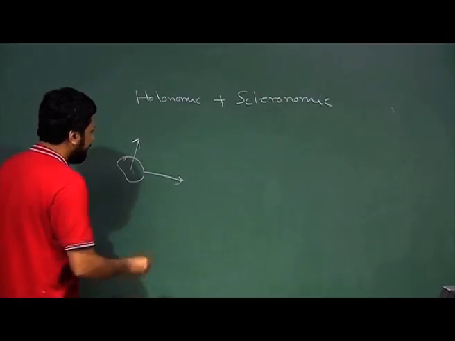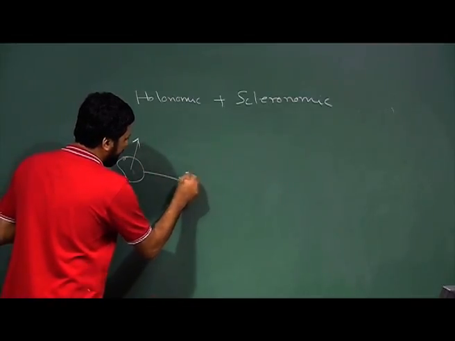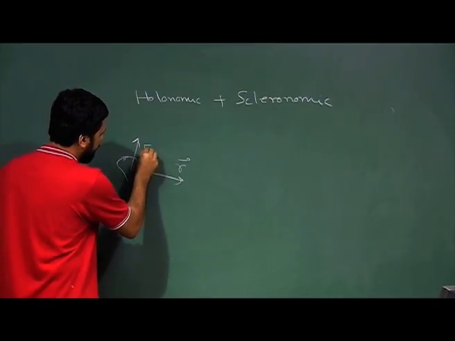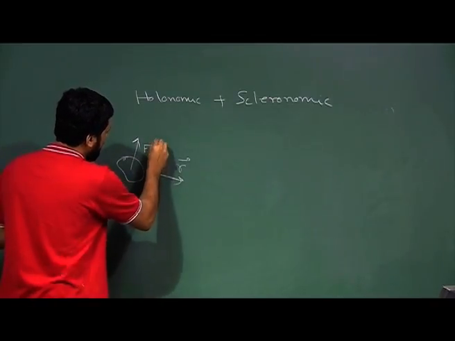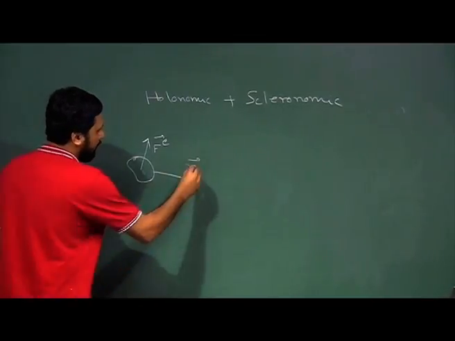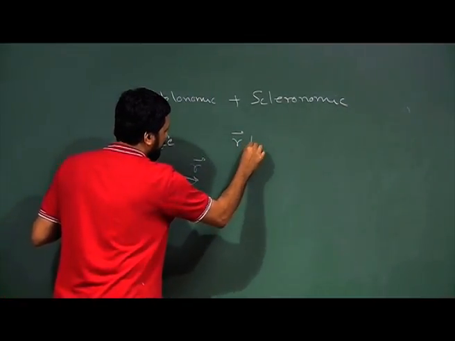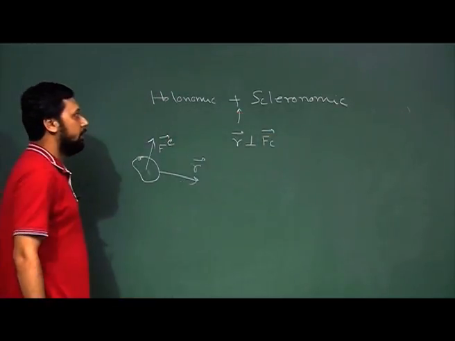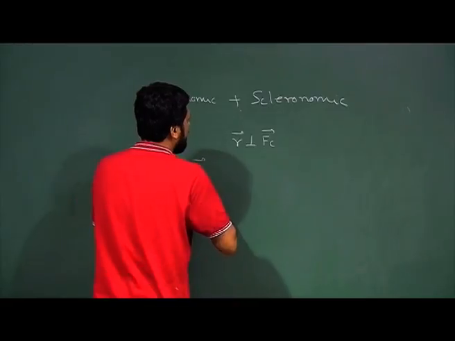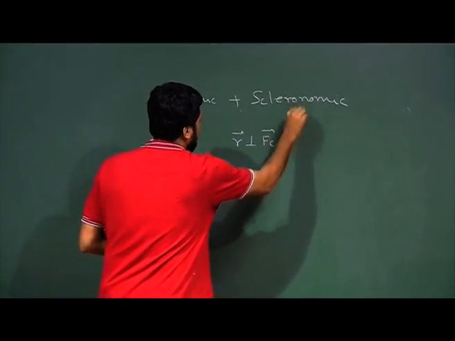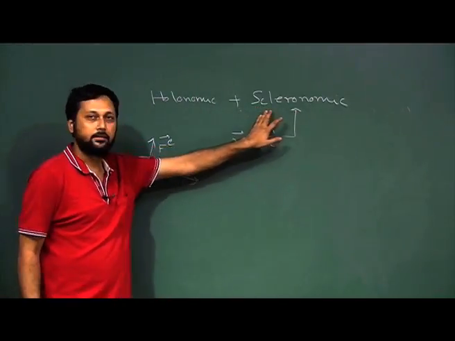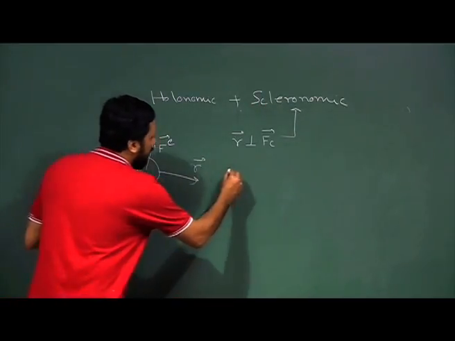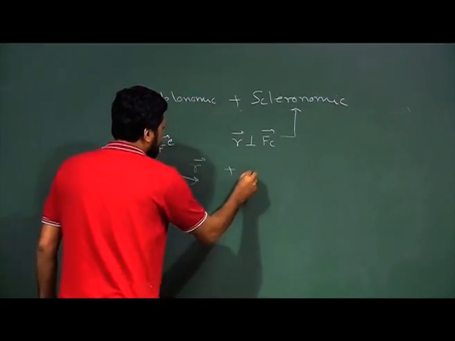So, wherever it is, if this is the direction of displacement r and this is the forces of constraint F c, say, okay. So, it is always seen that r is perpendicular to F c for this case, for a holonomic and scleronomic constraint. By the way, this spelling is correct. So, it's SCLERONOMIC. Okay.